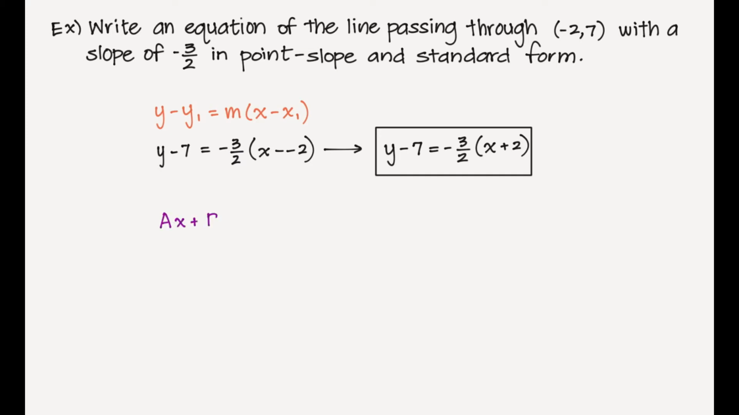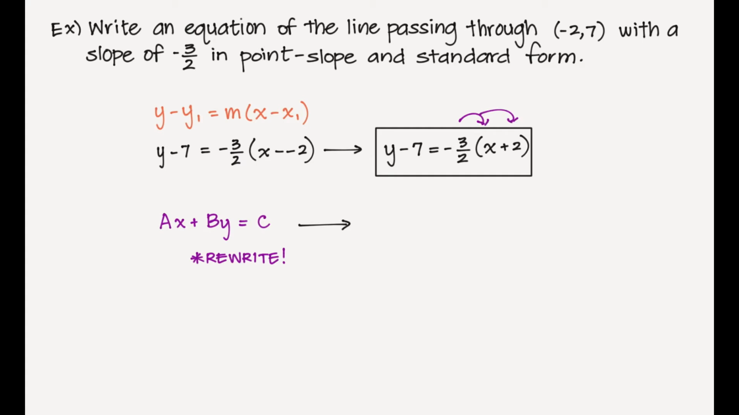So now if I want to turn this into standard form, I just need to remove the parentheses and rewrite it so that the x and the y are on the left-hand side. And then I just need to make sure that the a, b, and c are all integers and the a is positive. So let's remove the parentheses first. This would give me negative 3 halves x minus 3. So now I can add 7 to both sides. I'm left with y is equal to negative 3 halves x plus 4.